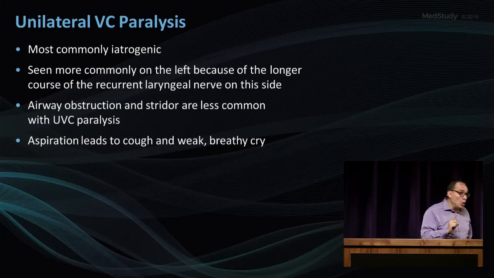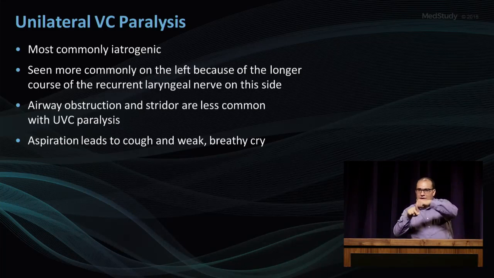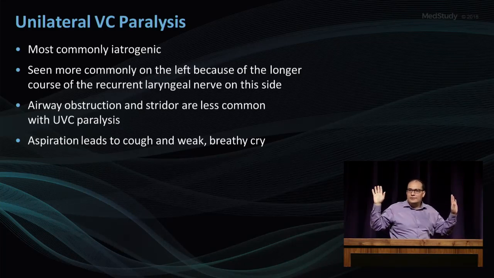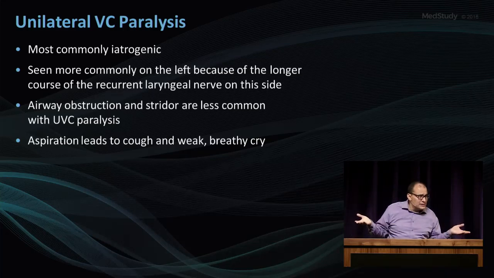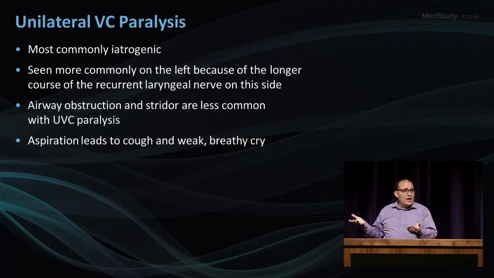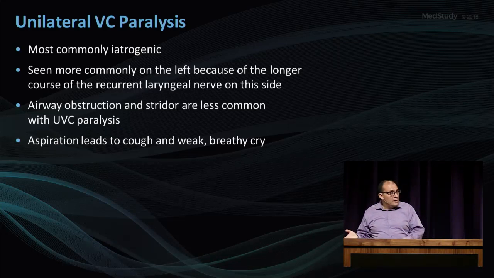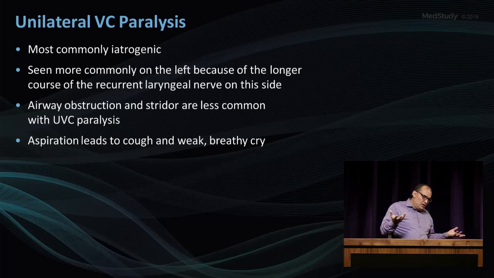As I said, the vocal cords are the most important line of protection against aspiration. If your vocal cord cannot adduct to prevent liquid from going to the airway, you will aspirate. So if you have vocal cord paralysis, would the kid aspirate? Yes. That's why he coughs and has a weak breathing cry. Why is that? Because it's paralyzed.